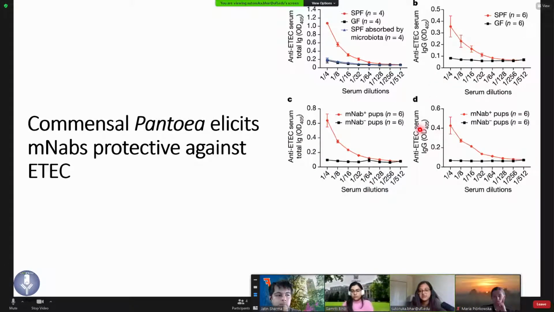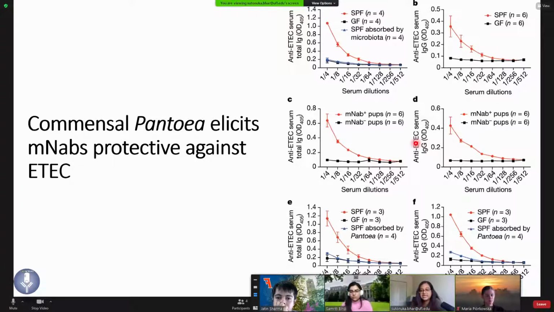Next, they see that 1 week old mNab plus pups had higher titers of ETEC-specific total immunoglobulin and IgG, which the serum from mNab minus pups did not.